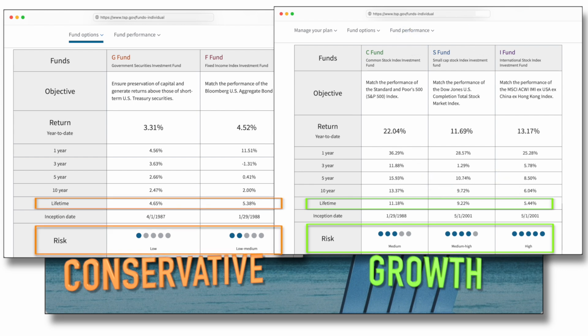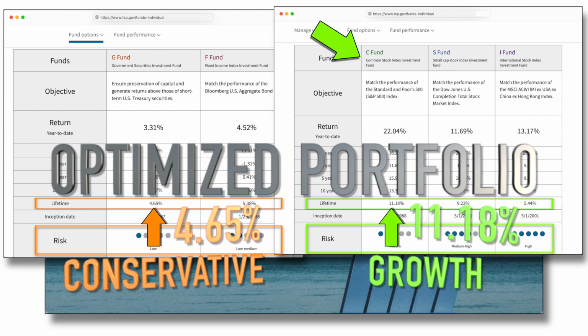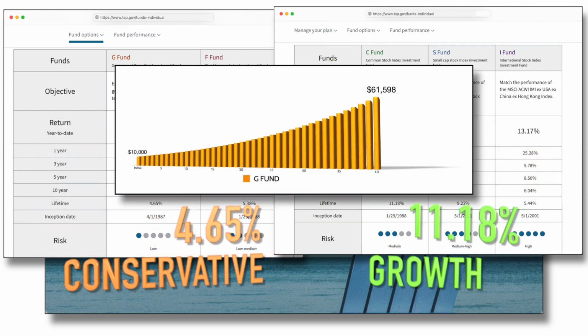And I can immediately see that an optimized portfolio for growth is going to have more allocations to the C Fund than any of the other funds, because what the C Fund averages per year, it takes the G Fund more than 2 years to achieve. And here's a visual to explain the importance of compounding over time. Let's have you do a one-time deposit of $10,000 into the G Fund, and let that deposit compound and reinvest at 4.65% per year. At the end of 40 years, you would have a theoretical balance of $61,598, which seems pretty good at more than 6 times your initial $10,000 deposit.